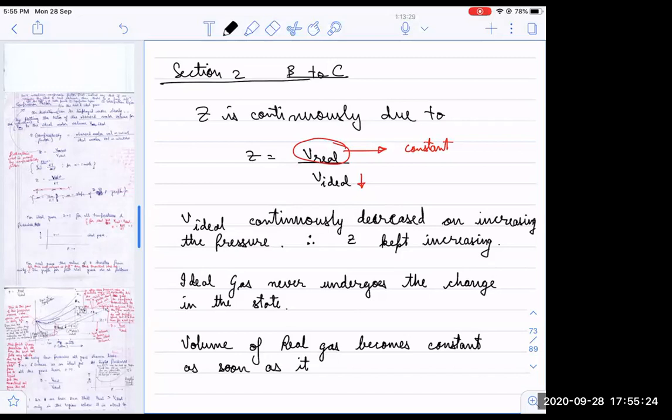So how is the volume of real gas constant? Volume of real gas becomes constant as soon as it is liquefied. After that it's constant. No matter what amount of pressure you apply, it is constant. Just write it down.